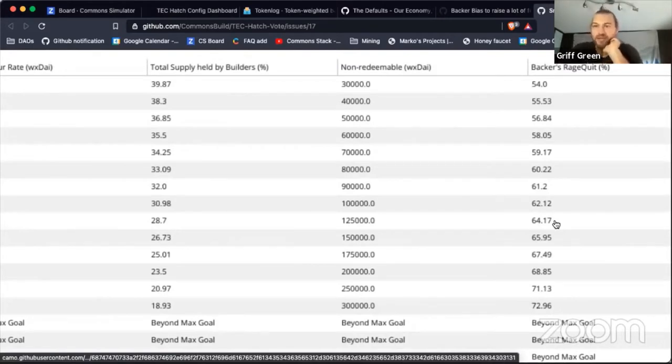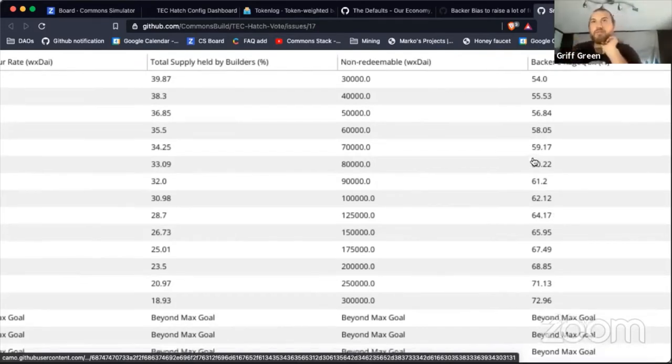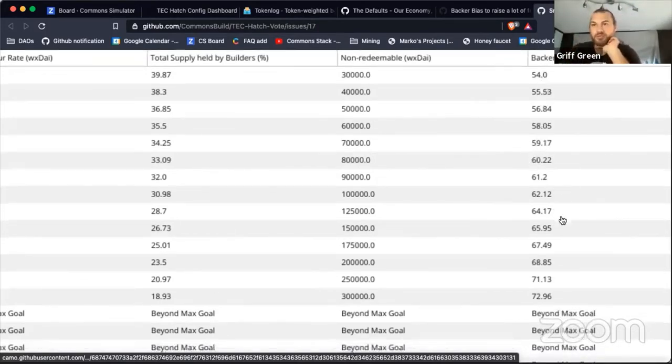It addresses the risk that someone who's putting money in has, because their risk is mitigated to some extent since they can rage quit. As we raise more money, their risk is reduced, because if they don't like the commons upgrade or if something goes wrong, they can still pull out this percentage of the funds they put in.